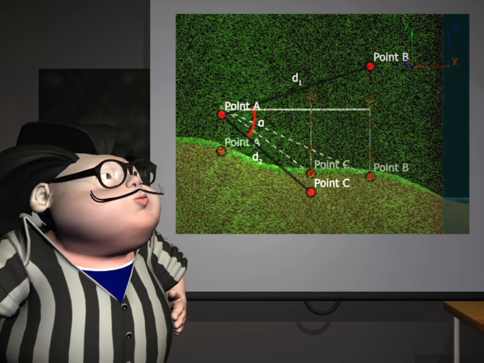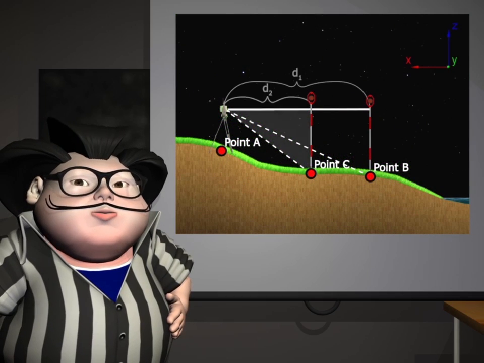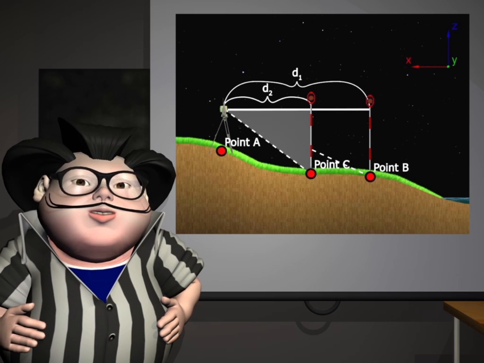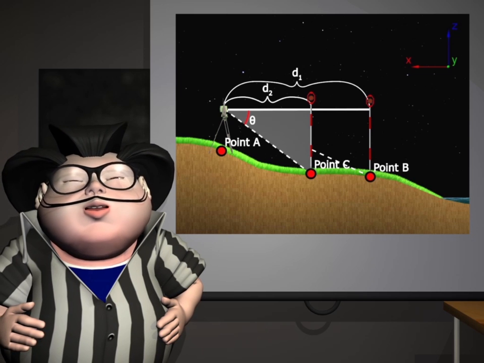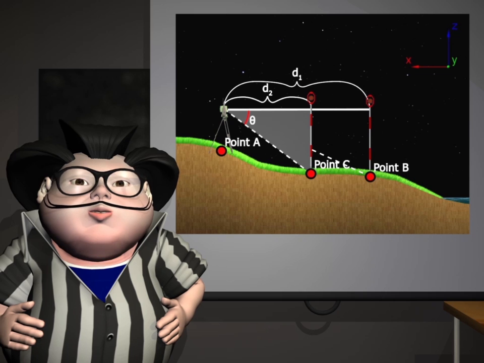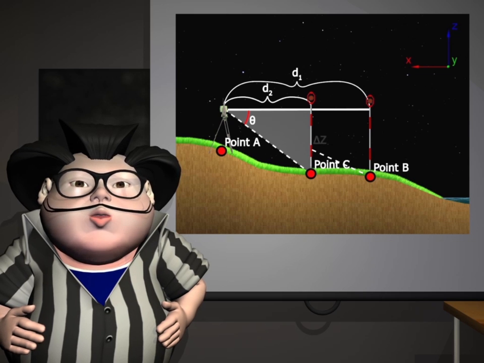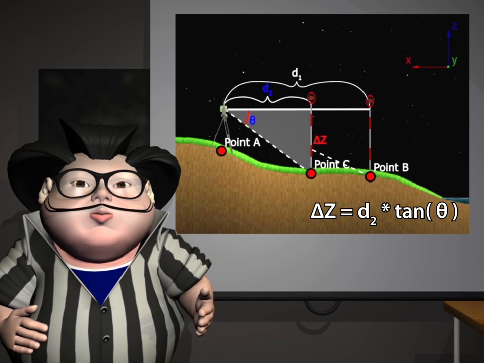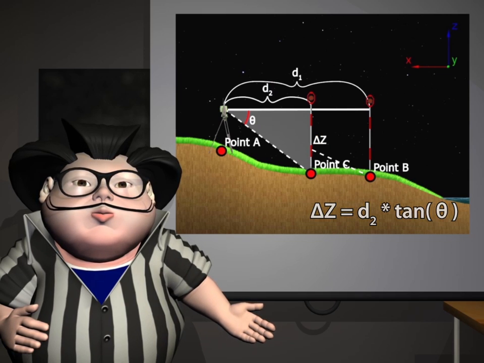Looking at the profile view, D2 isn't the hypotenuse of the triangle, but the base. The total station can find the vertical angle, theta. The elevation from point A to point C, delta Z, can be calculated. Delta Z is equal to D2 times the tangent of theta.